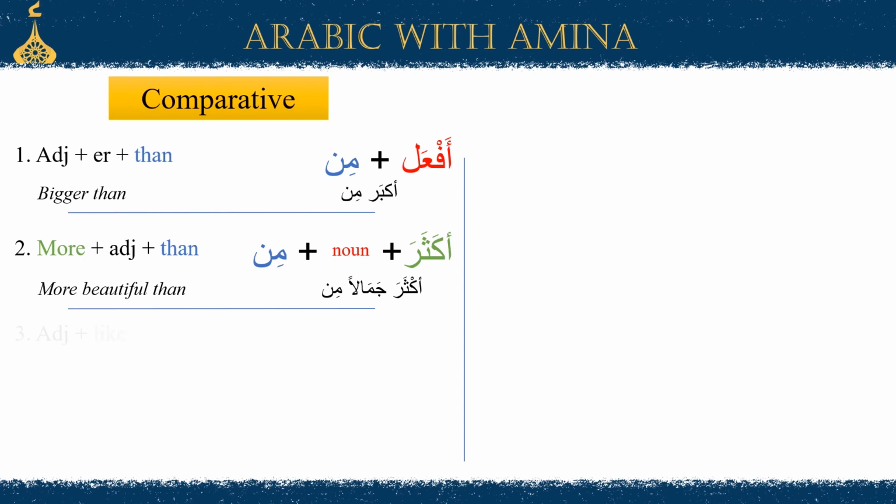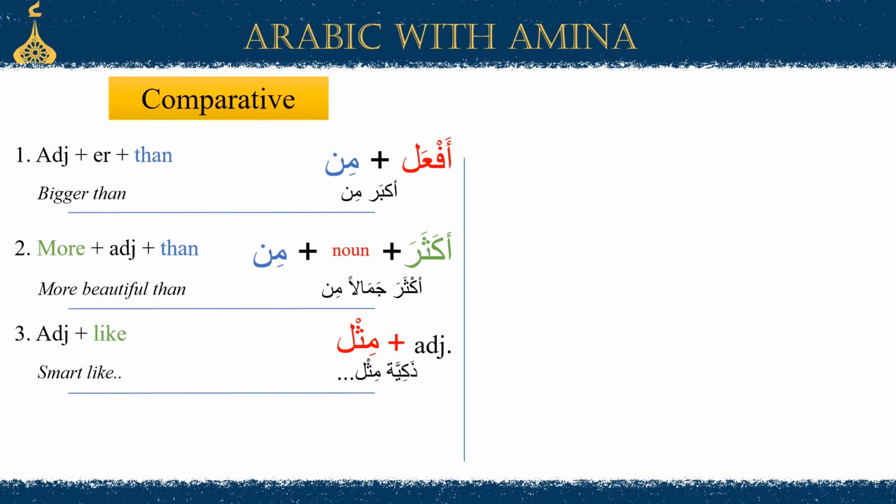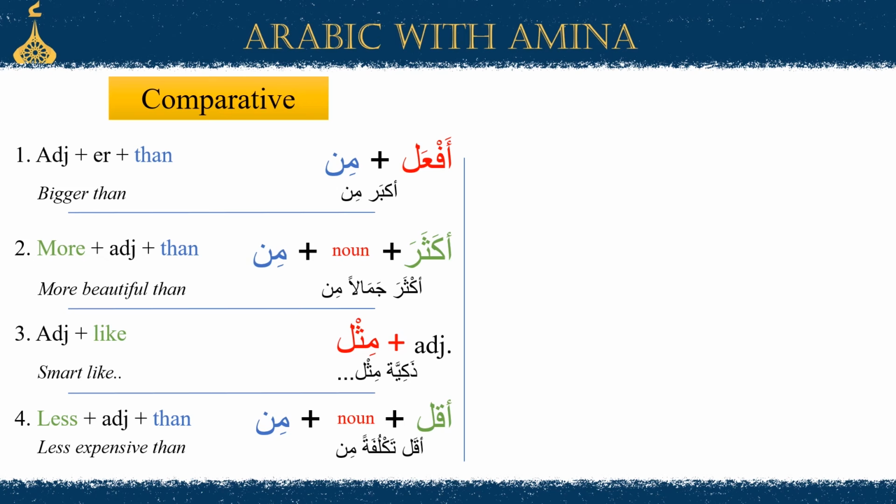We also used the word like, where we had the adjective followed by the word like. And in Arabic, it was the exact same. We had the adjective followed by the word مثل. So, smart like, ذكية مثل. And finally, we used the word less followed by an adjective followed by than. And in Arabic, this was أقل followed by noun, not adjective, followed by min. So less expensive than, أقل تكلفة من.